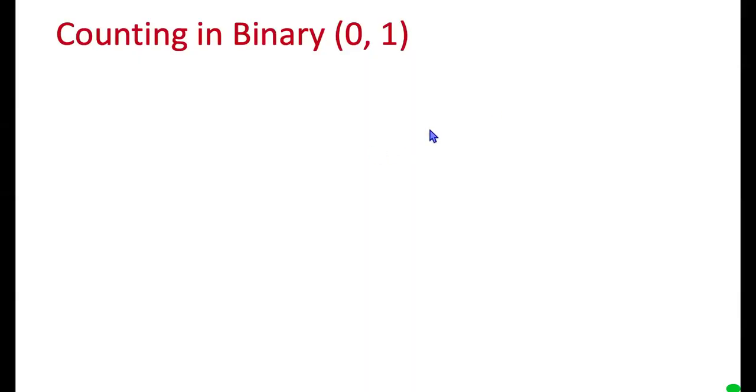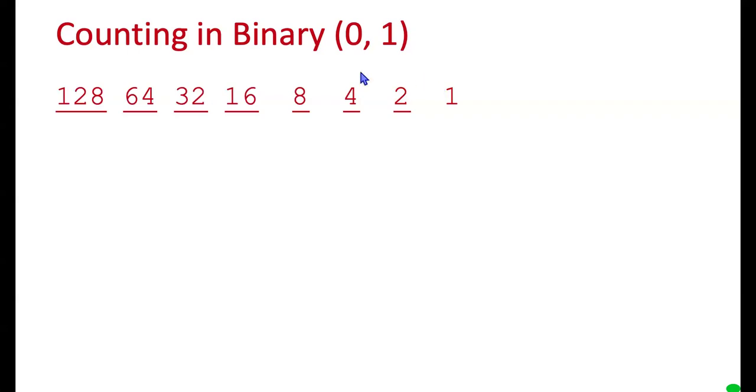Okay, counting in binary. How do we do that? Remember the same rules that we had before. First column, column of ones, and then every column after that is 2 times the previous column. And I'm stopping at 128 here, but I could keep on going: 256, 512, 1024, etc.